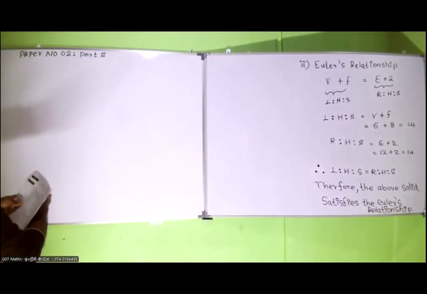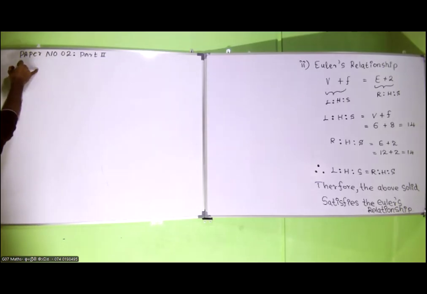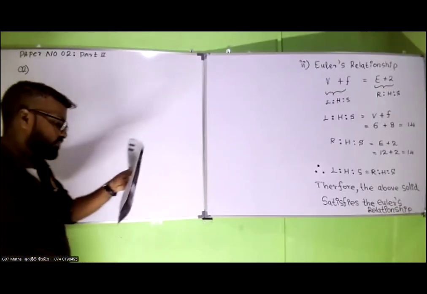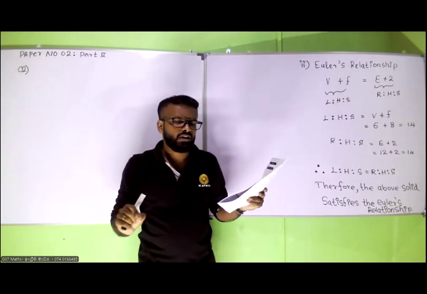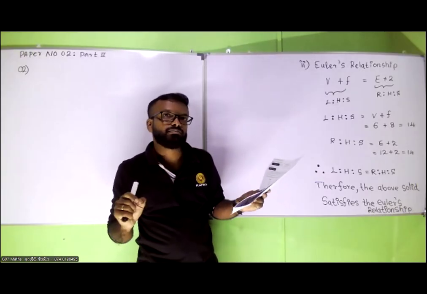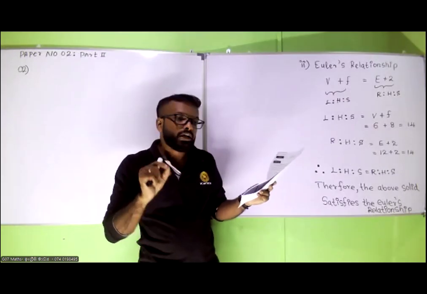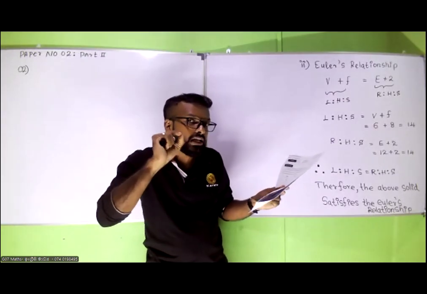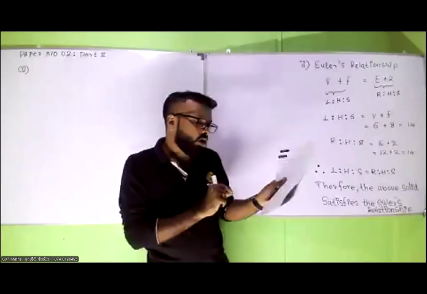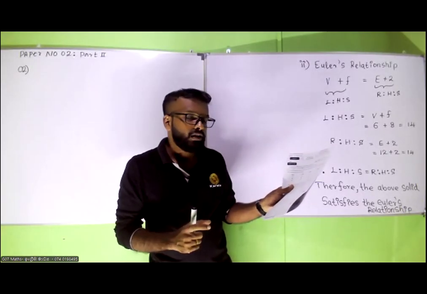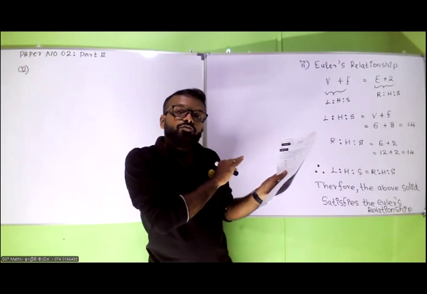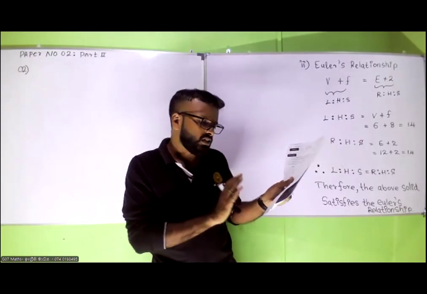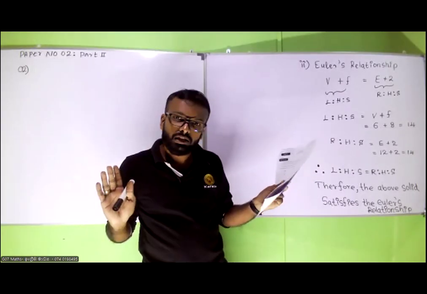Let's go for the second question. The second question is from the Cartesian plane. Very interesting question. This one is very easy. If you catch the correct pattern, the correct method for how to draw the Cartesian plane, you can get full marks for this question. This one is very easy.